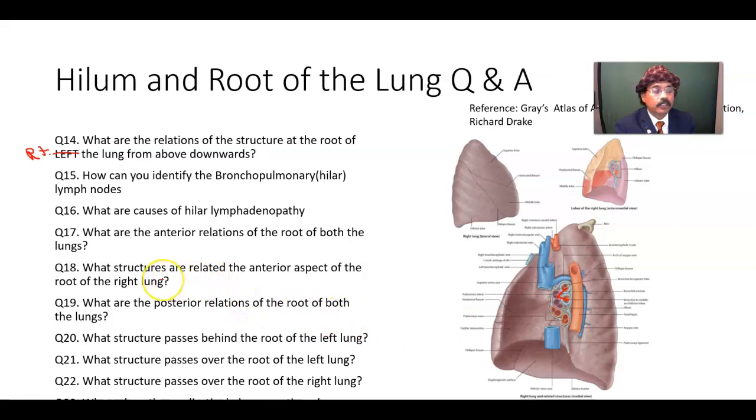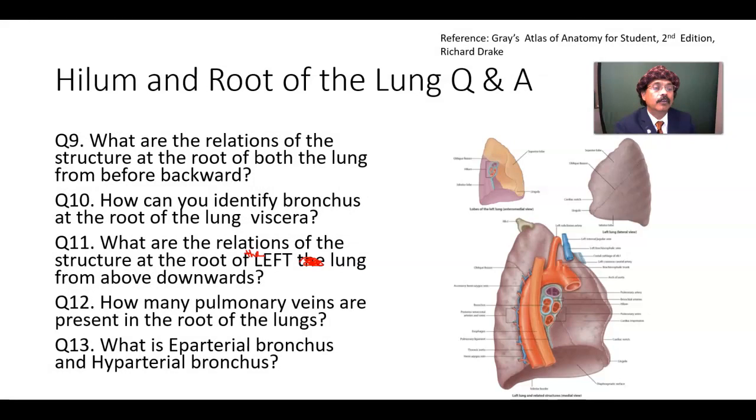So these are the anterior relationships. Okay. What are the posterior relations of the root of both lungs? Posterior relation, we should have the vagus nerve. Remember, the phrenic nerve passes in front of the root of the lung, the vagus nerve passes posterior, and the vagus nerve will also give the posterior pulmonary plexus. In case of the left lung, we'll also get the descending thoracic aorta in our relationship.